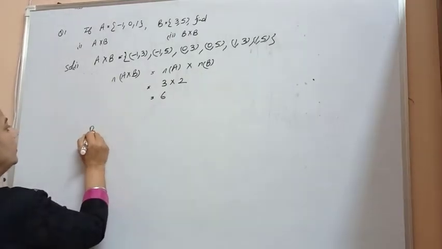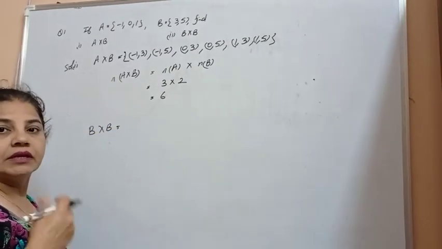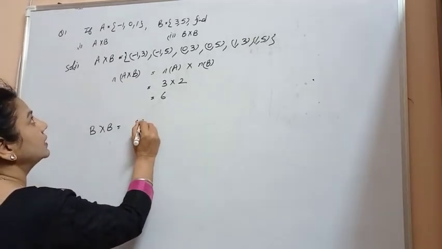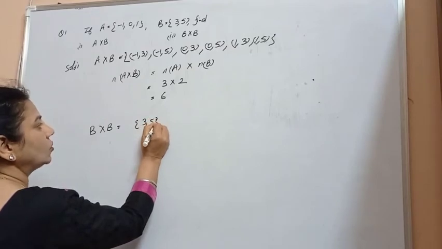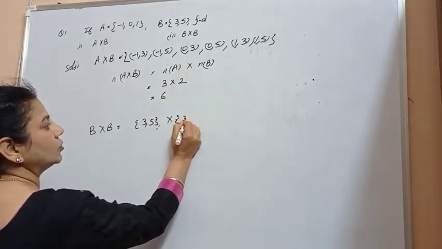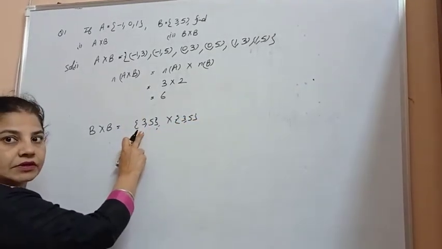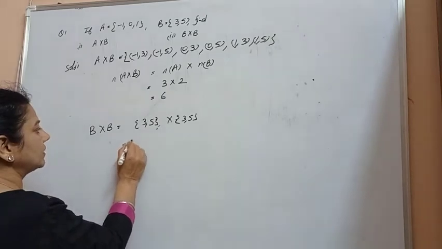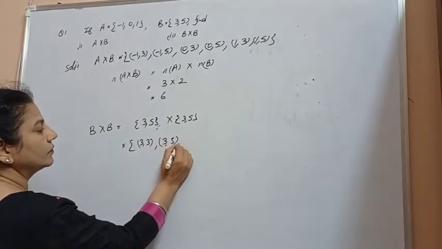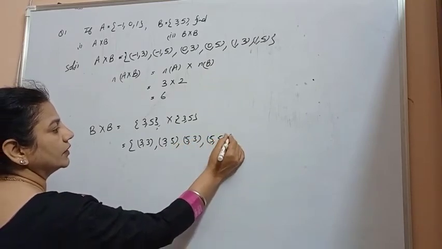Then we talk about B cross B. B cross B means that the set B is being multiplied by set B. So we have to take the elements of set B, 3 and 5, with the set B itself. Our first element is 3, and the pairs are (3, 3), (3, 5), (5, 3) and (5, 5).